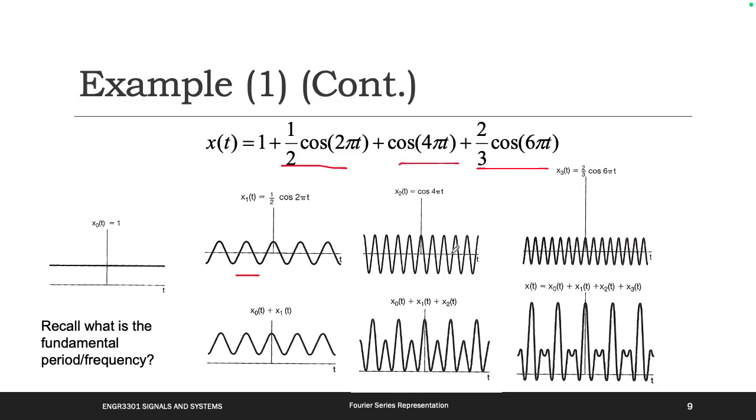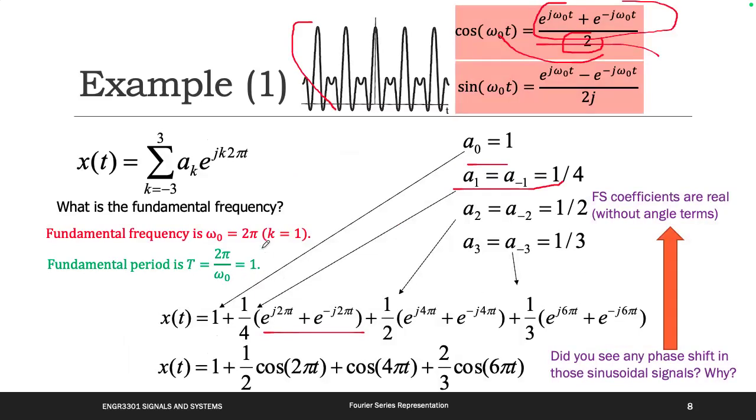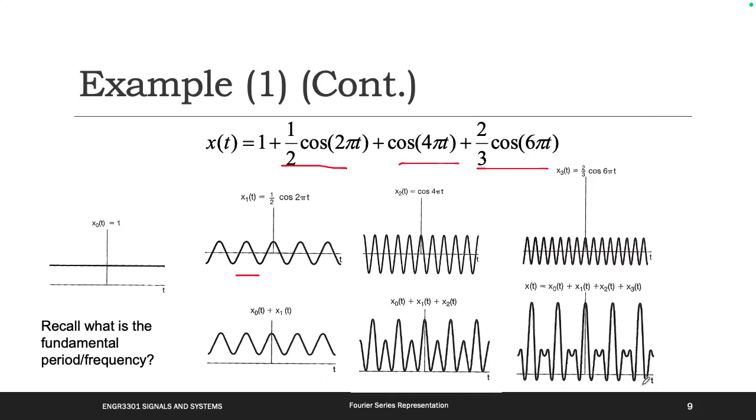Okay, recall what the fundamental period and frequency are. What is omega naught? We just talked about 2 pi k, so T is 1. You can see here, this is T. If you observe from here to here, it's just 1. This is the fundamental frequency, 2 pi.